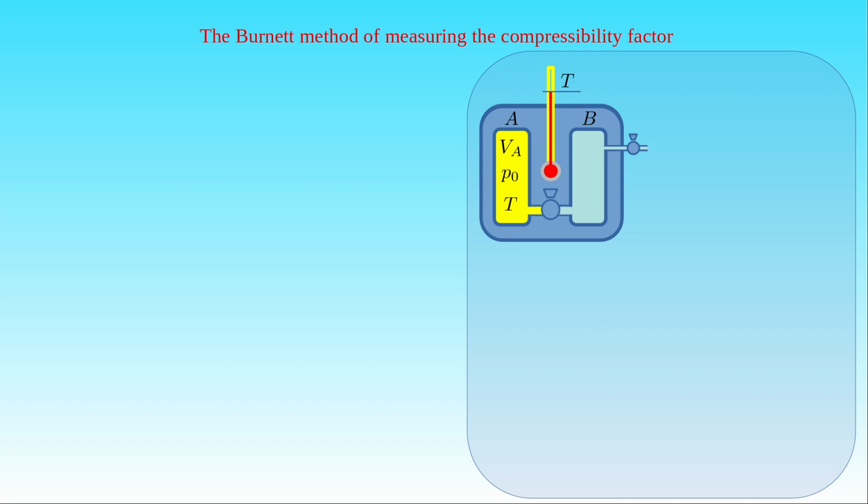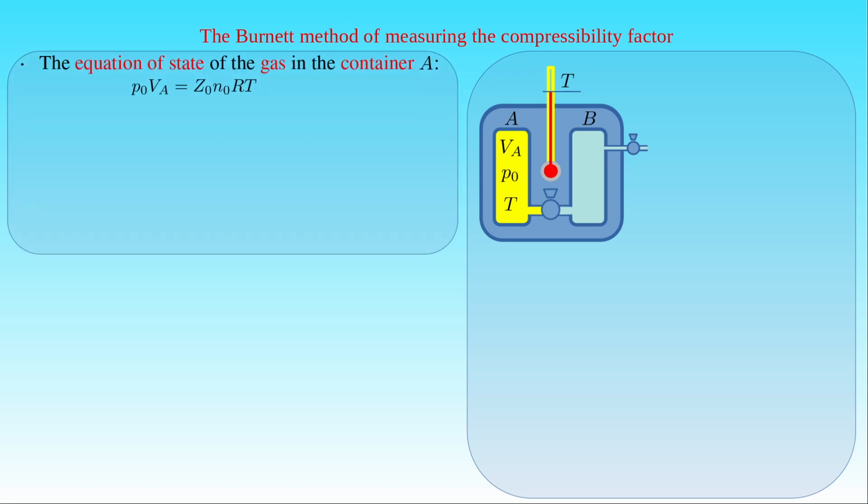The container A of volume VA is filled with a gas at a high pressure P0 and at an absolute temperature T, whereas the container B of volume VB is evacuated. We assume that the whole system is in thermodynamic equilibrium, and we can apply the modified gas law to describe the relationship between the state variables of the gas in the container A. Then we write that the initial pressure P0 of the gas times its volume VA is equal to the compressibility factor Z0 times the amount of species N0 of the gas times the gas constant R times the absolute temperature T of the gas.